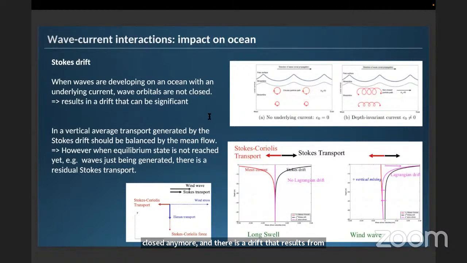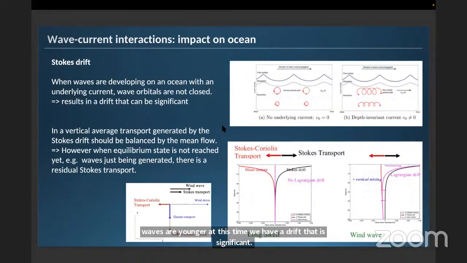And if we are at equilibrium, this drift will be compensated by an integrated transport over the vertical, which is named the Stokes-Coriolis transport. But this is true only at equilibrium state, and it's not necessarily reached at the moment waves are just being generated by the wind. So when waves are young, we have a drift that is significant due to these orbital motions of the waves.